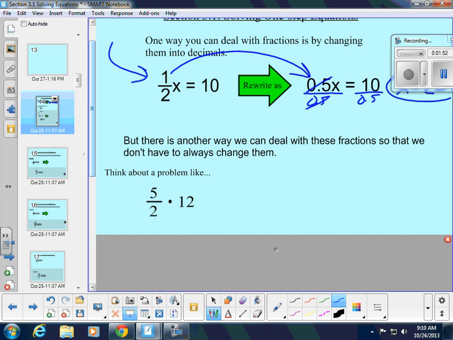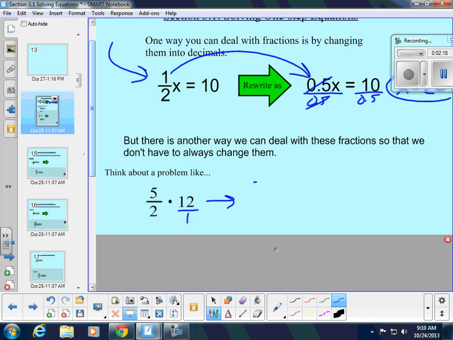Think about a problem like this, where I have 5 divided by 2 times 12. So this fraction, 5 halves times 12. If you were going to multiply and find the answer to this problem, remember when we're multiplying a fraction times a number, sometimes it helps to see what we have to do by having both numbers in fraction form. So how do I write 12 in fraction form? Well, that's just like putting 12 over 1.